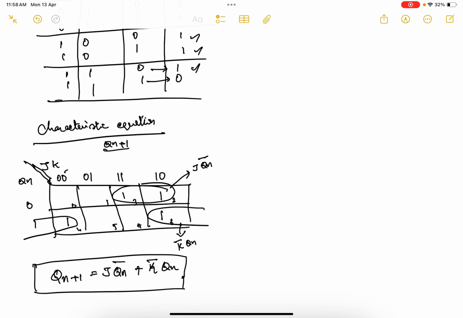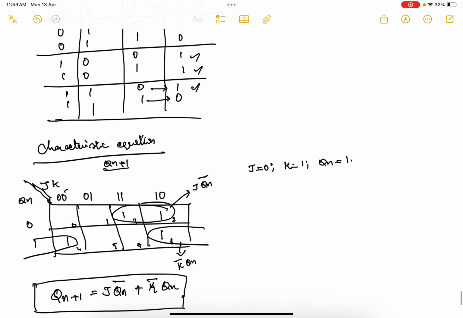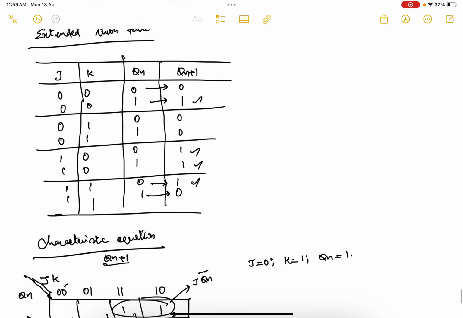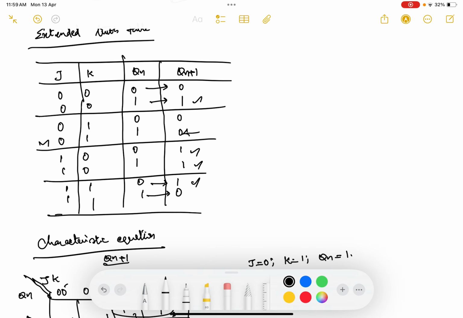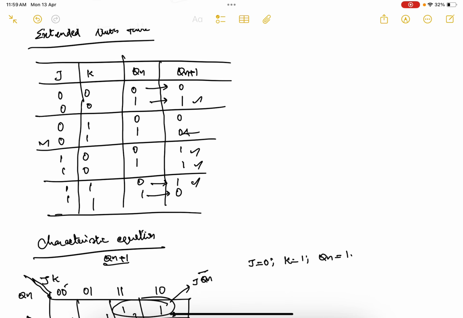So this one now we can cross verify also. How can we cross verify? For example, when I give J as 0 and K as 1, and I am making my present state as 1. Already we know that when J is 0, K is 1, and the present state is 1, the output you want to get is 0. Okay, so now I will change the color for better understanding. So when J is 0 and K equal to 1, it should become 0.